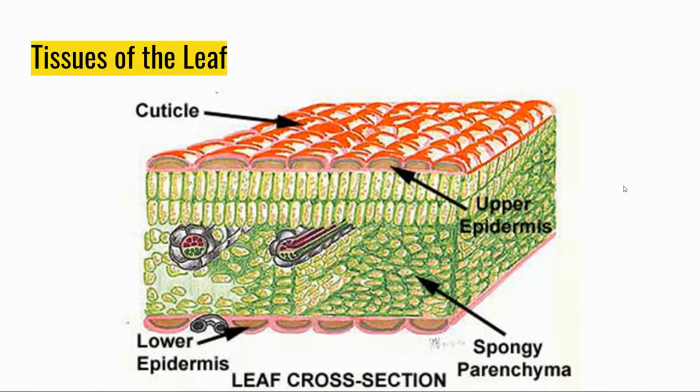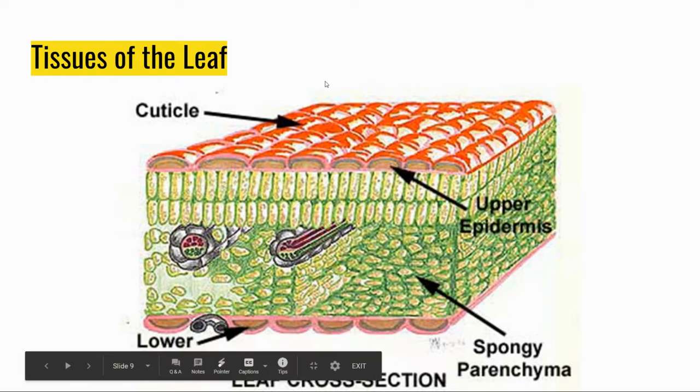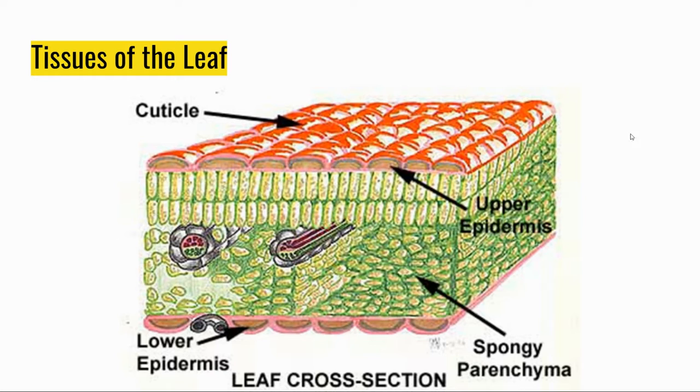So you can see the cross section here of a leaf. You have your cuticle, your upper epidermis, your spongy. So it says parenchyma. It's a mesophyll area there, which is where photosynthesis is going to occur.